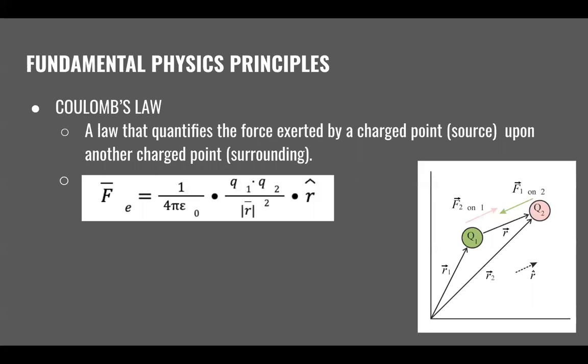The main fundamental physics principle we used was Coulomb's law, which quantifies a force exerted by a charged point, the source, upon another charged point, the surrounding. I used this equation, and it can be better interpreted through this diagram. Then we also use the fact that the E field is this constant times the one charge divided by the magnitude of the R vector squared times R hat.